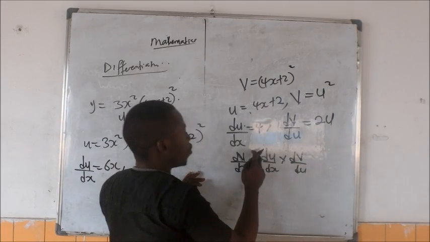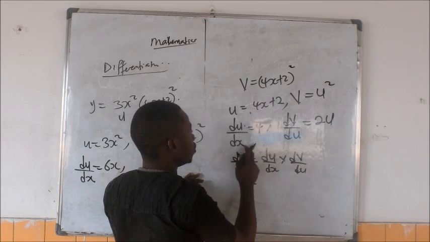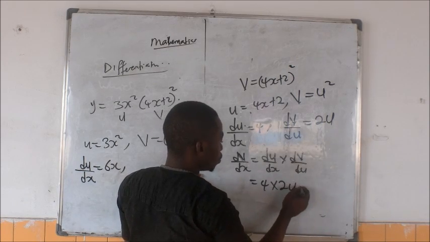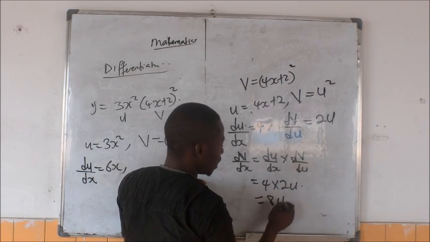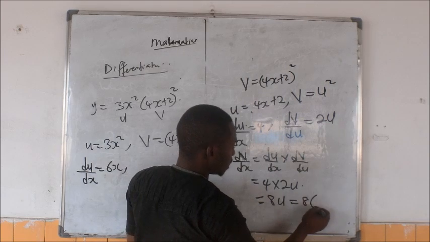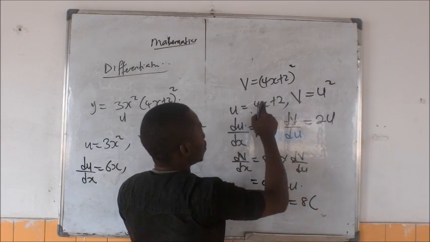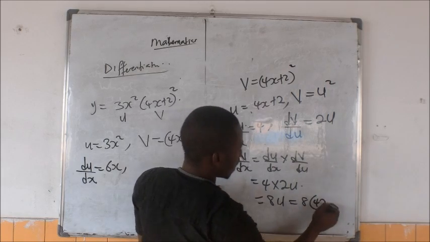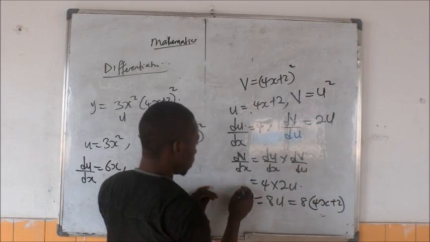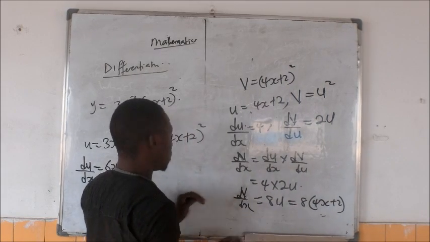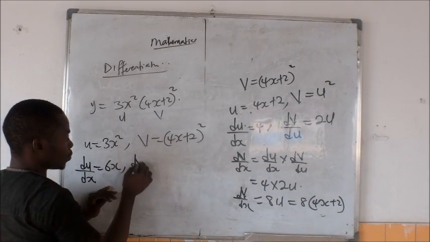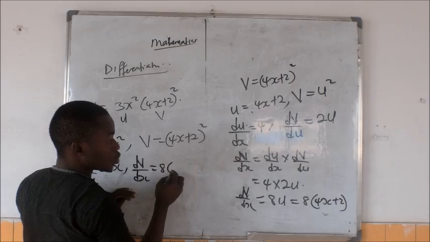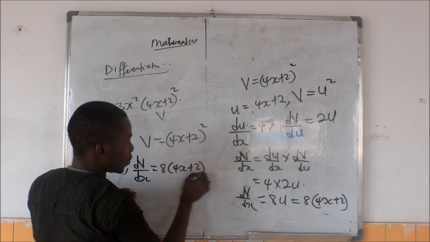So what is du dx? The du dx is 4. Then what is dv du? 2u. What would that be? 8u. Which is now equal to 8 into what's your u? Your u is 4x + 2. That's the dv dx. So you now come here, what you do? Put the dv over dx, which is equal to 8 into (4x + 2).